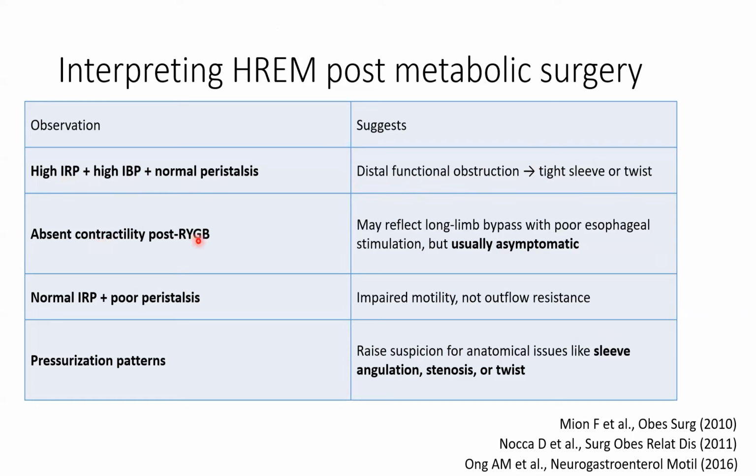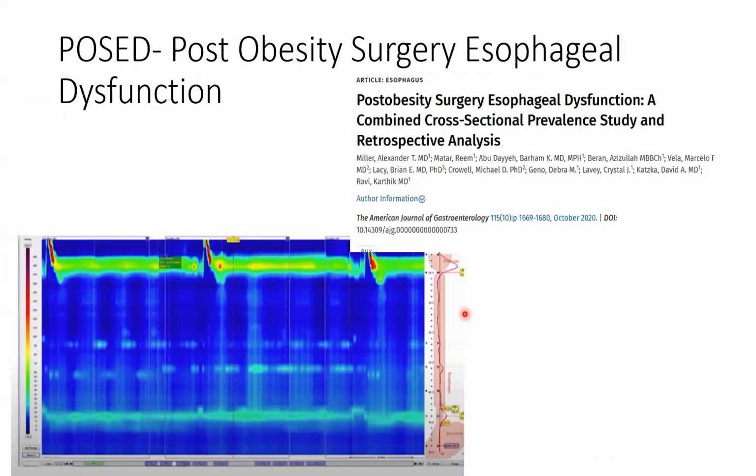Absent contractility post Roux-en-Y may reflect a long limb bypass, but these patients are usually asymptomatic. Normal IRP with poor peristalsis is again impaired motility, but no outflow resistance. So if you have some specific pressurization patterns, definitely look for sleeve angulations or sleeve stenosis. But I'll show you something very important, something which was described 5 years ago called post obesity surgery esophageal dysfunction. It happens very commonly. The common finding is that you have slightly increased IRP but absent peristalsis. So it's a combination of both.